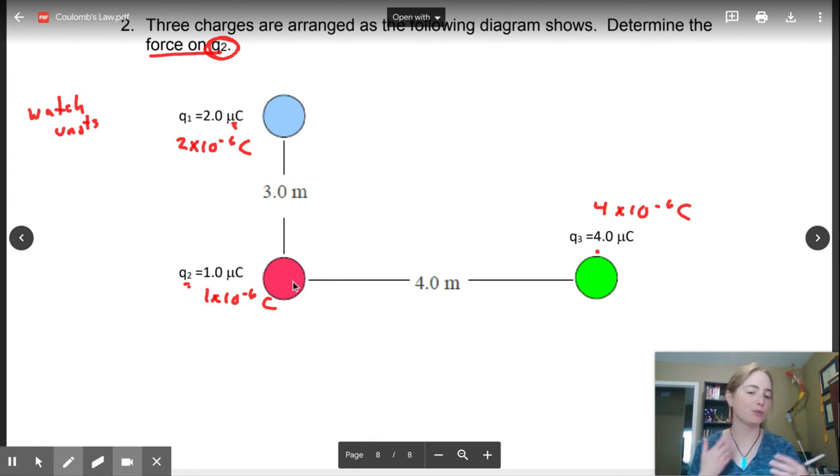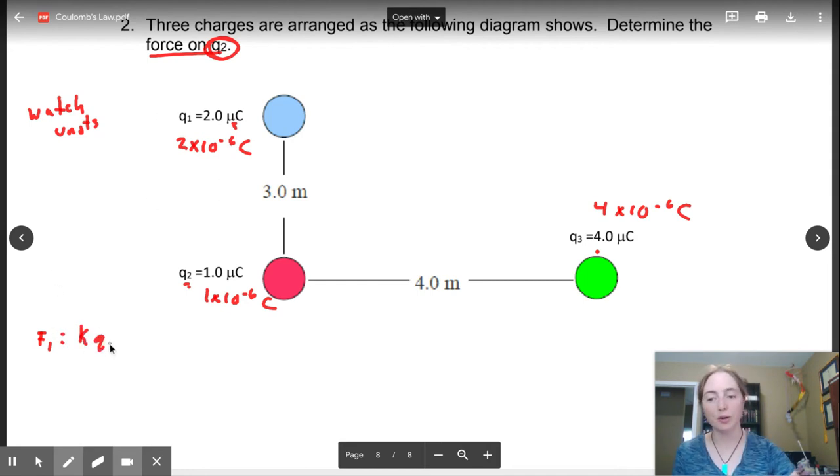And then we'll be thinking about the directions, and then we'll do some trig. Sounds good? All right. So let us start. Let's start with, I'm going to call it F1 because it's going to be the impact of Q1. And our same equation, Q1, Q2 over R squared. And we're going to take your numbers and we're going to plonk those in there.